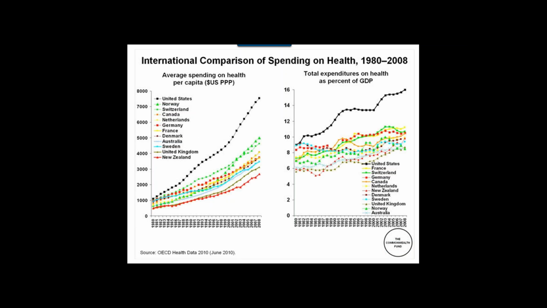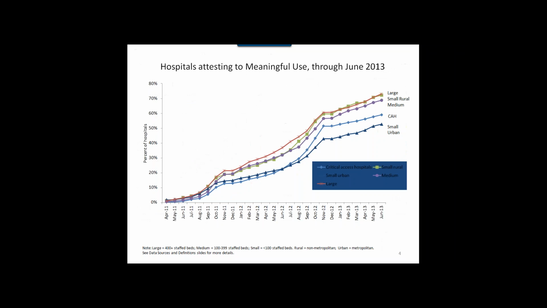So this slide shows an international comparison of spending on health, and what you can see is that spending is going up, and the U.S. is spending far more than almost any other industrialized country, and that's become a big issue in the U.S. And there's a lot of focus on trying to improve efficiency.